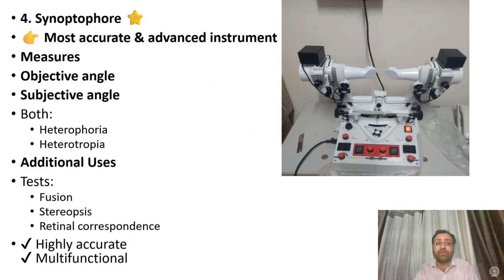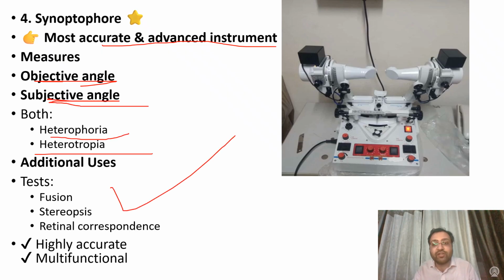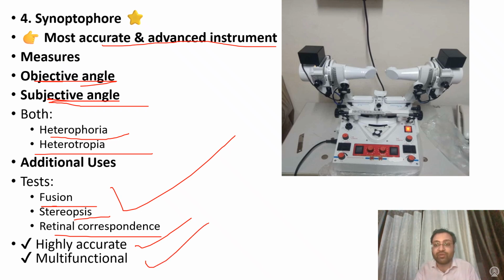Coming on to the synaptophore, it is the most accurate and advanced instrument to measure the objective angle as well as the subjective angle of the squint. It measures both heterophorias and tropias, and additional uses are it also helps test fusion, stereopsis and retinal correspondence. It is highly accurate and multifunctional. We have already read about it.